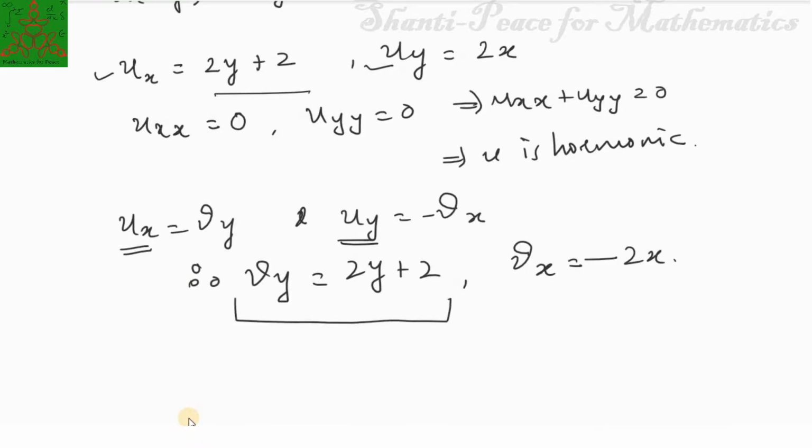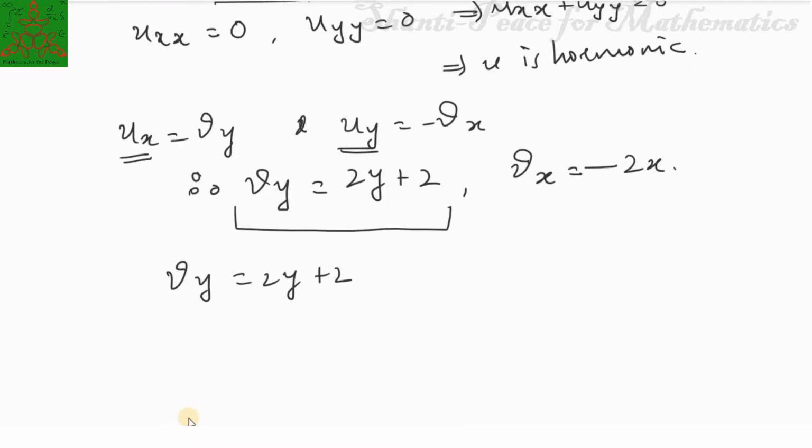The question is to find out what is the value of v. If you have v, you can calculate what is f. So you can take any one of these equations. I am just starting with Vy is equal to 2y plus 2. So it is the derivative of V with respect to y. I want V from it. The obvious solution for that is to integrate both sides with respect to y.